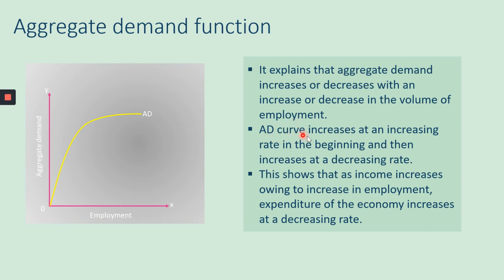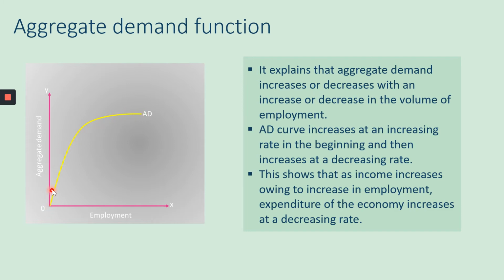Next one, AD curve increases at an increasing rate. If you see here, it is increasing at an increasing rate. That's why it is very steep. It increases very fast. So at the beginning, the AD curve increases at an increasing rate. Later on, what does it do? The AD curve is increasing only, but it is increasing at a very slow rate.